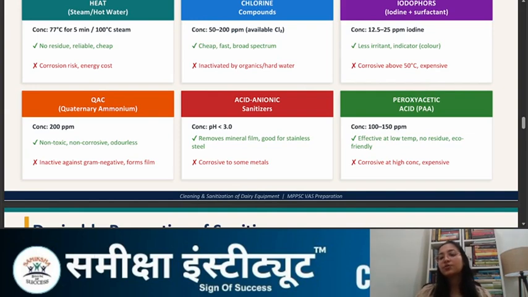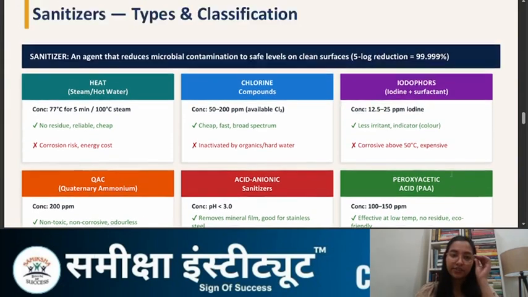Lastly, we also use peroxyacetic acid at the concentration level of 100 to 150 ppm. So what are its advantages? These include effective at low temperature, no residue and eco-friendly. But the issue is again corrosive at high concentration and very expensive also. So these 6 were the classification.